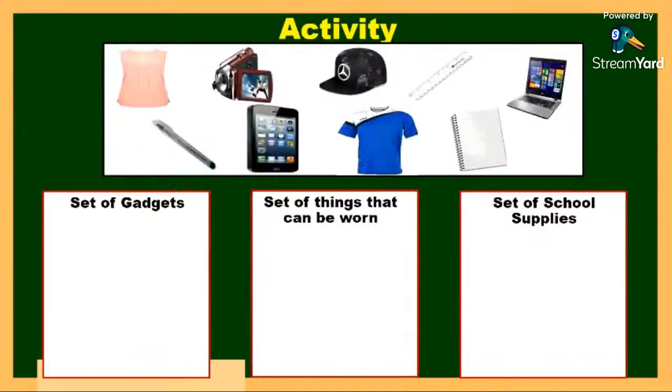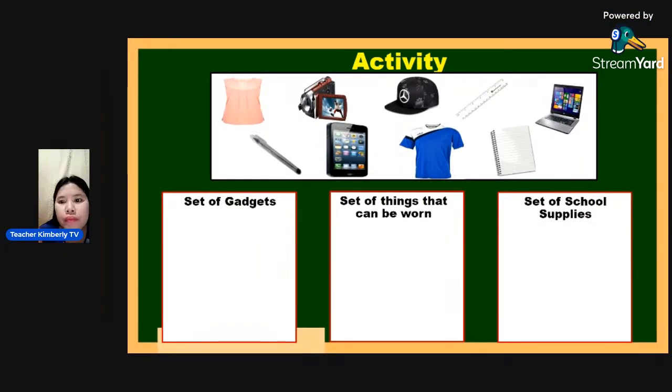Before we start our discussion, let us have first an activity. Sa ating activity na ito, ay igugrupo lamang natin ang mga objects na nakikita nyo sa kung anong katangian meron sila. Kung napapansin nyo, meron tayong tatlong box sa ibaba na mayroong pangalang set of gadgets, set of things that can be worn, and set of school supplies.